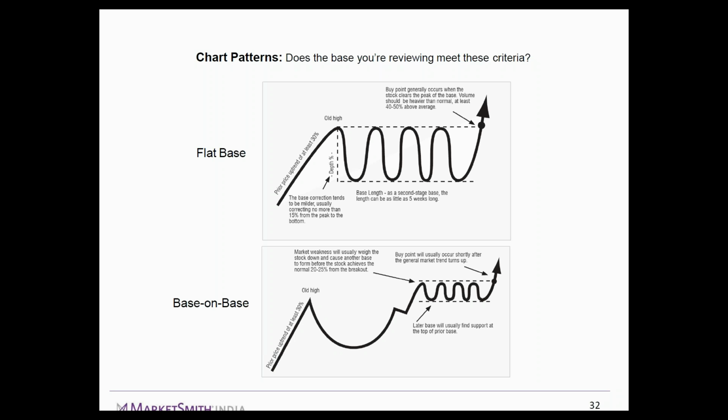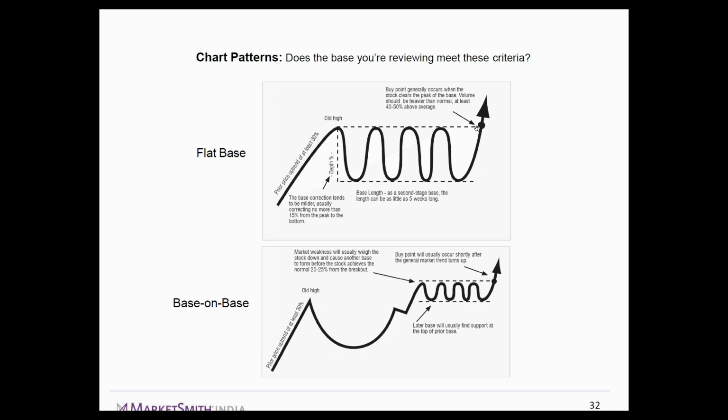Here the correction would be a bit milder compared to the other two base patterns which we spoke about. The correction would be around 15%, not more than 15% from the peak to the bottom. If you see here, the depth should be 15%. And then it would make a high again. There is a correction of 15%, so it would follow like this for a while and form a pattern. This would look like a consolidation, and this is called the flat base. Here the base length should be 5 weeks long.